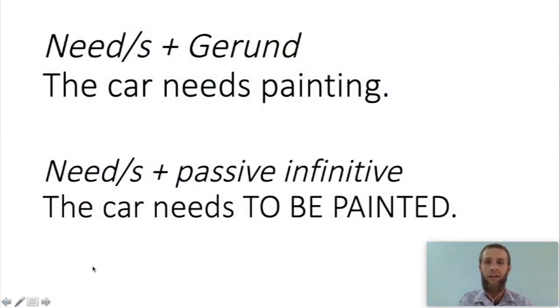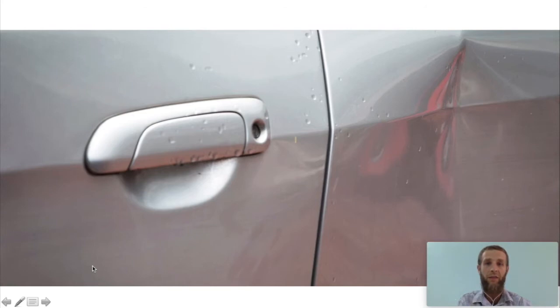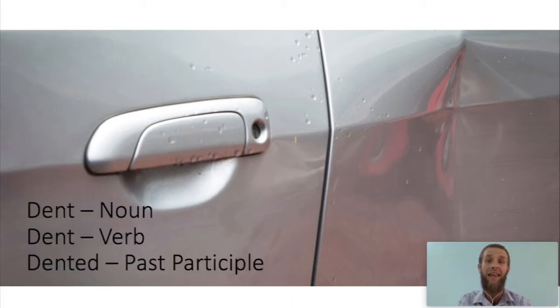Okay, let's look at our next one. Here we have a car right here that has another problem. Can you remember what that was? The problem here is that it has a dent. This car has a dent on the car door. Or we could say the car has been dented, or the car is dented because someone dented the car. So now I can use need plus the gerund or need plus the passive infinitive.